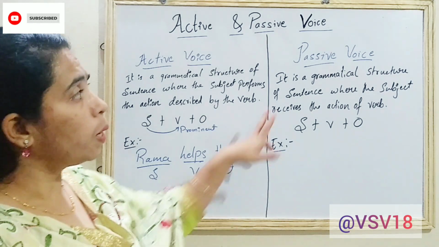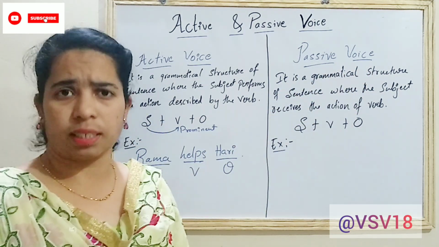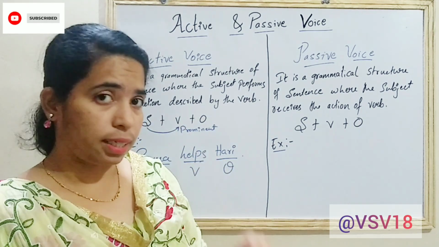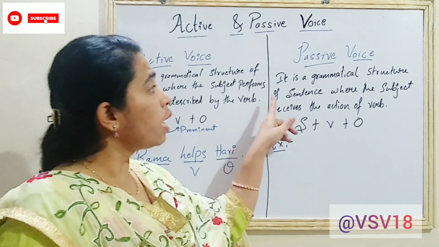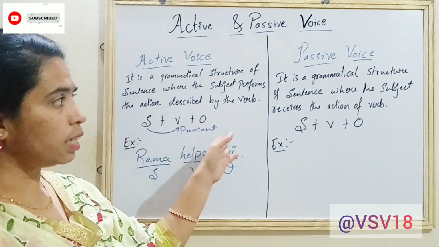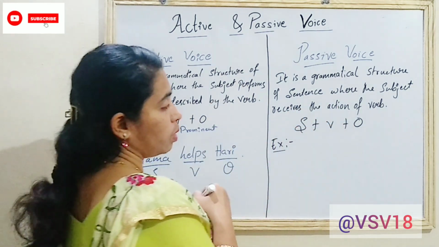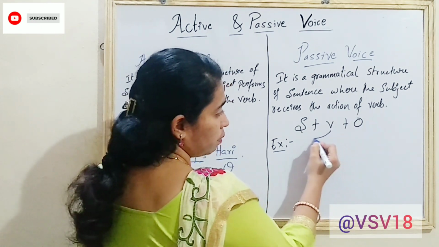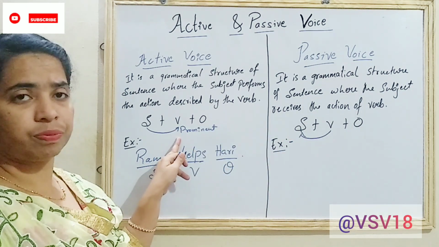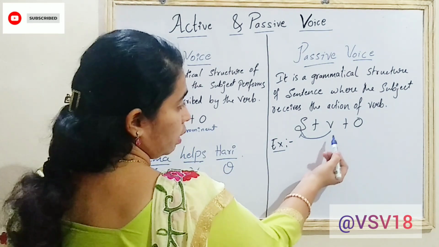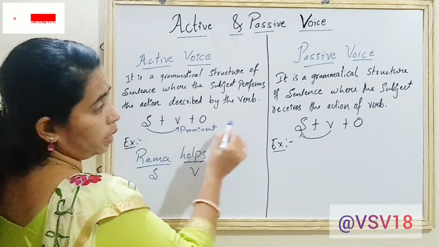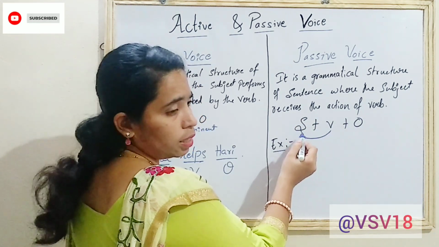Now coming to passive voice. It is also a grammatical structure. It's not a non-grammatical structure. It is also a grammatical structure, but the major difference here is that the subject receives the action of the verb. Here subject acts. Here subject receives. Here the subject receives the action of the verb. See the arrow mark. So here the verb is acting on the subject. In active voice, subject and verb are acting on object. Here, object and verb are acting on subject.